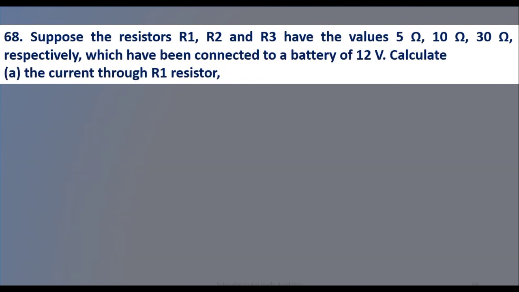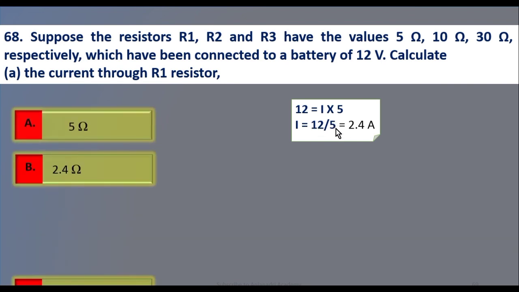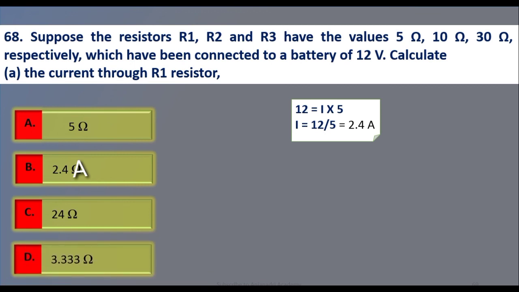Next question, same question, calculate the current through R1 he is asking. We know that a 12 volt battery is there. Across the 5 ohm resistor we have to calculate the current. Just use Ohm's law and substitute the values. 12 is equal to I into 5. Therefore I is equal to 12 by 5, that is 2.4 ampere. These are the ampere values, not ohms. 2.4 is the correct answer. Option B is the right answer.